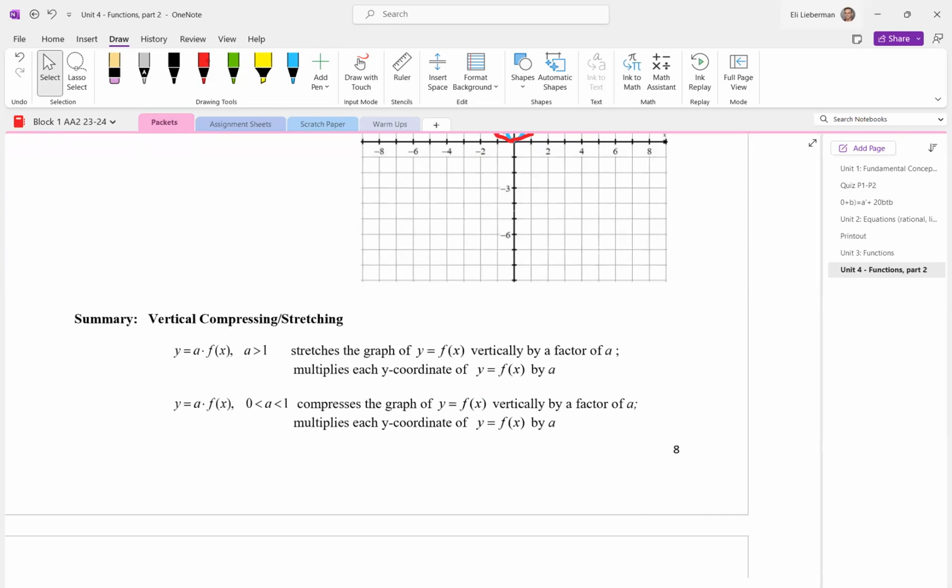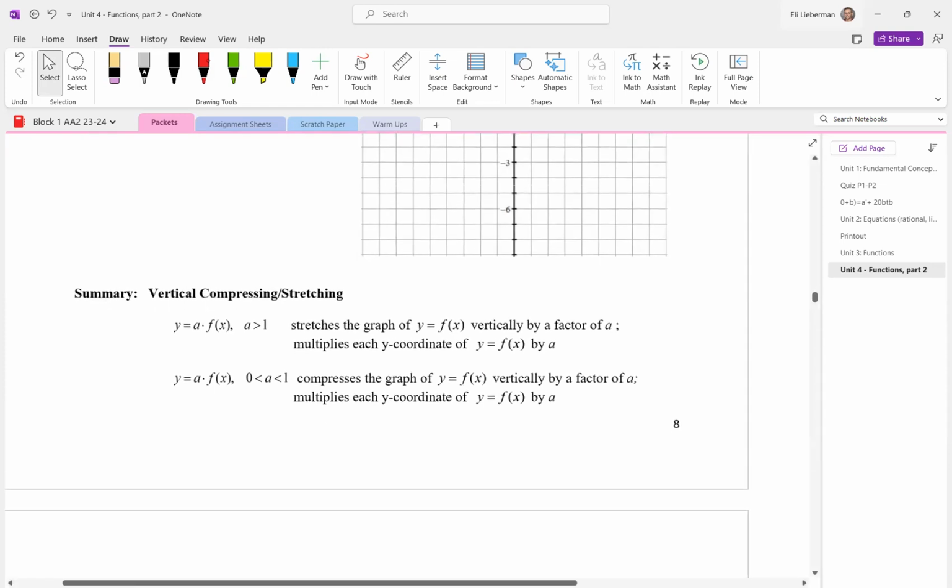Greater than one. Definitely not zero. If it's zero, it's all over. If it's greater than one, it's a stretch. Between zero and one, then it results in a vertical compression. That's all this is. But hypothetically, if it's negative, there's a reflection, that's another way to see it.